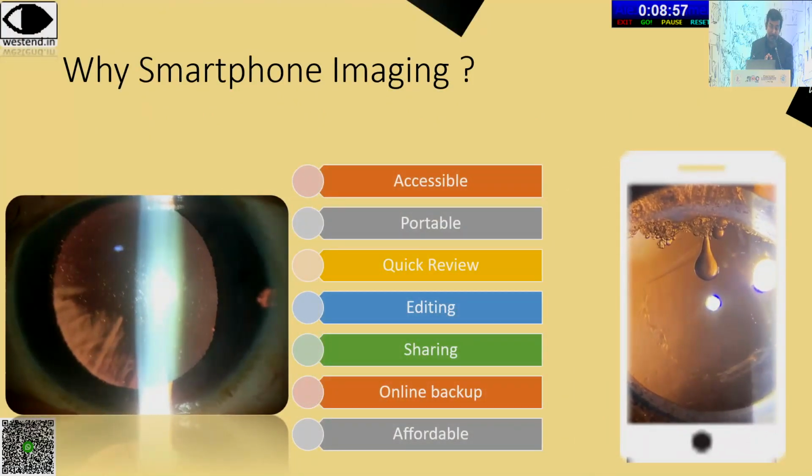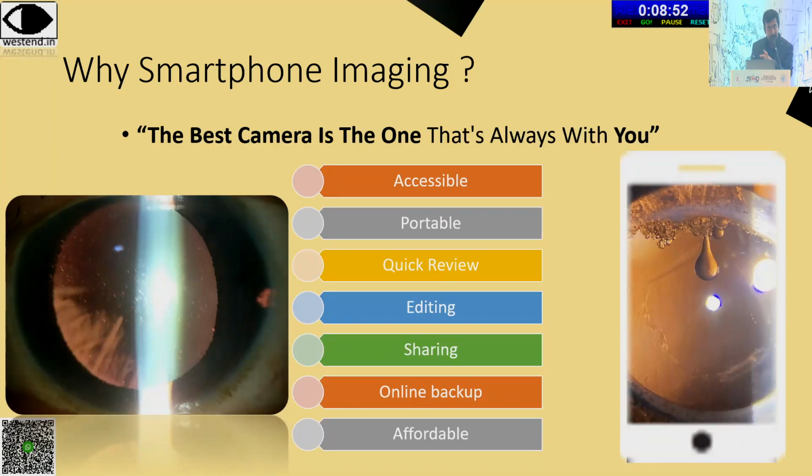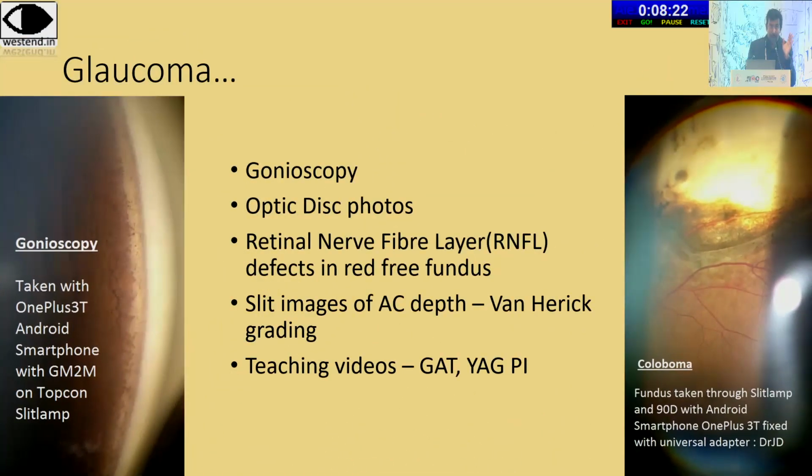And why smartphone imaging? Because the best camera is the one that is always with you. It doesn't matter if you have a very expensive top of the line camera which is sitting in a particular room somewhere, if you cannot use it all the time. If you have something which is there with you, which is accessible, portable, allows you to quickly review the photographs, edit the photographs, share the photographs, do online backup, all the while being affordable, there is nothing like it. Doesn't matter if you have the most expensive camera in the world, it matters that you have it with you.